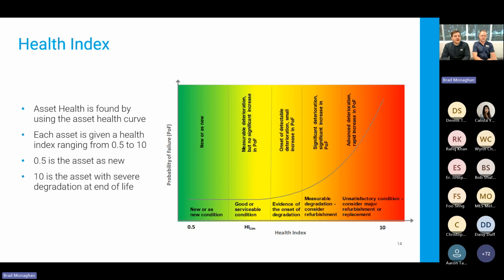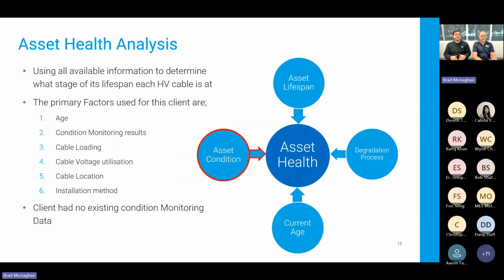So where we start is we figure out where it is on this curve, where we represent a 0.5 health index as brand new, and a 10 health index as severe degradation of the asset, full end of life, needs urgent replacement. To do that, we combine a number of different things.